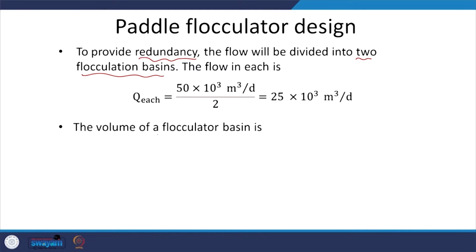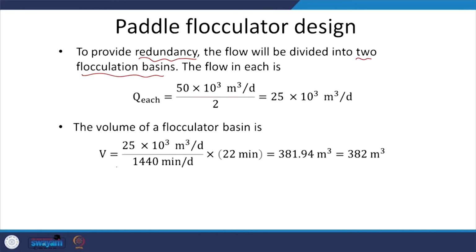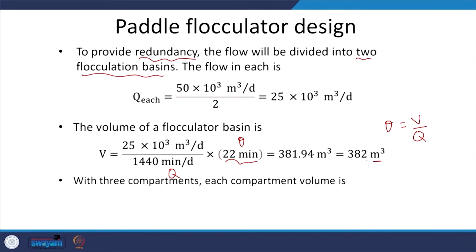The volume of the flocculator basin is based on theta: theta equals V by Q, so volume equals theta into Q. This is theta and this is Q, and you can change the units around. This looks like the volume that I want with 3 compartments. This is the total volume, keep that in mind, and we have 3 compartments because of different G values. So 1/3 for the first compartment, and the volume is 127 meter cube.